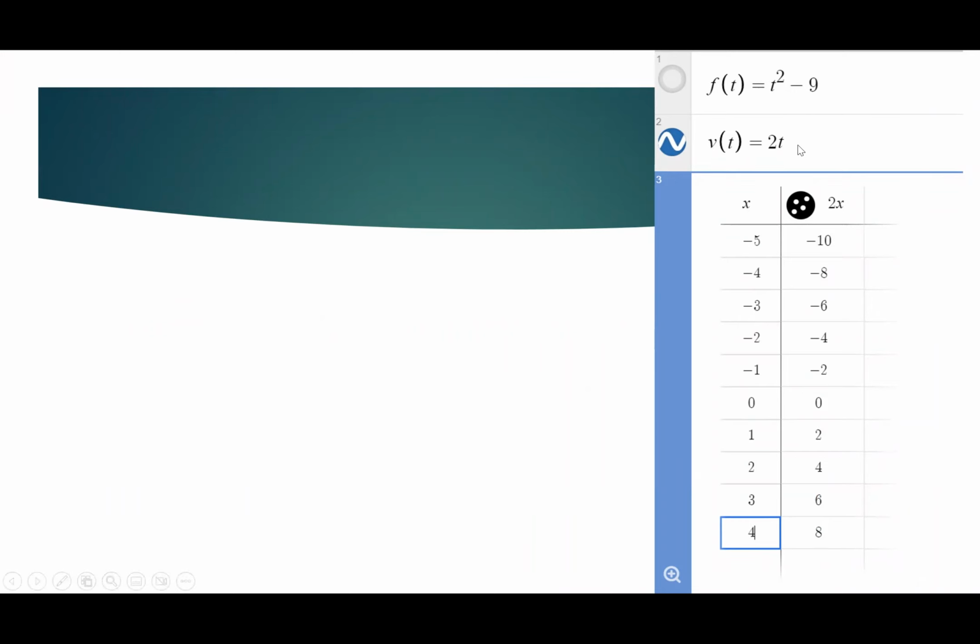We know velocity is 2t. So here's some x values, here's some 2x values, which is the velocity. So we see that the function is increasing by 2 every time the x value increases by 1. So the velocity, which is in feet per second, is increasing by 2 feet per second per every second.